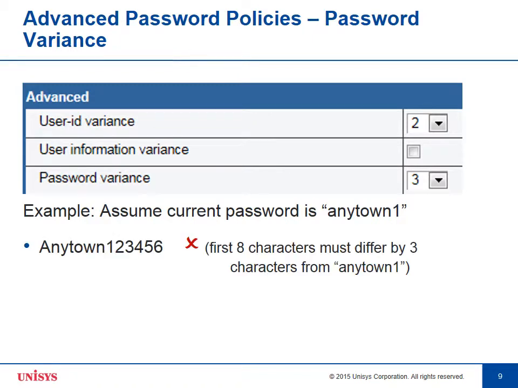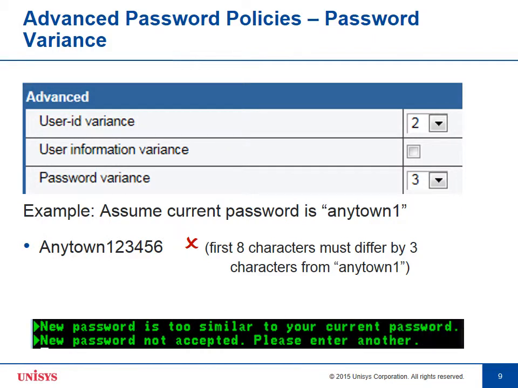If you try to use anytown12345 as the new password, it'll be rejected because the first 8 characters must differ by 3 characters in this example from anytown1. That'll give a message like this, and you'll be asked to enter a different new password. On the other hand, if you entered ON8TOWN2, that would be okay because there are 3 characters that differ from the current password.